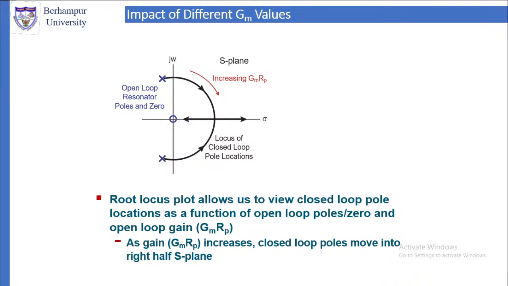As the gain Gm Rp increases, the closed loop poles will move into the right half S-plane in this case. You can see that the poles are in the right half S-plane, and if the gain decreases, they will move to the left half. Since we require a high value, they will be moving to the right half S-plane.